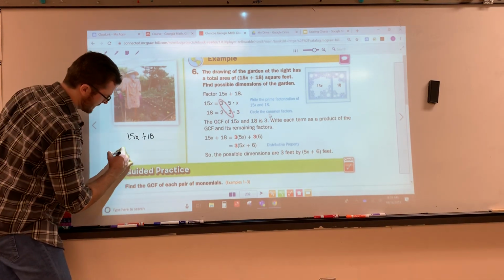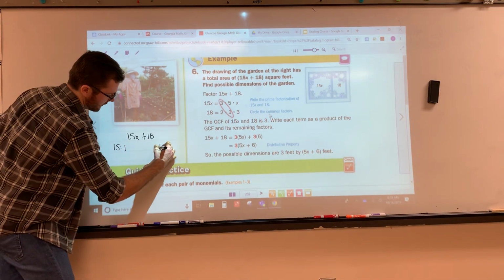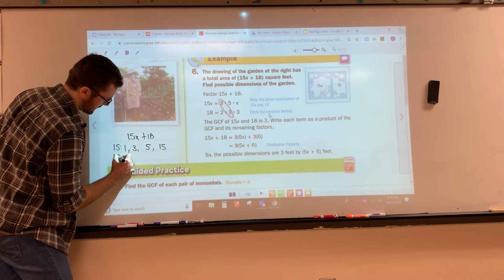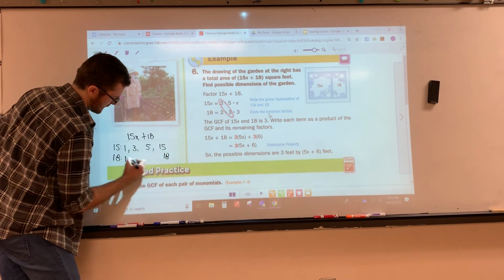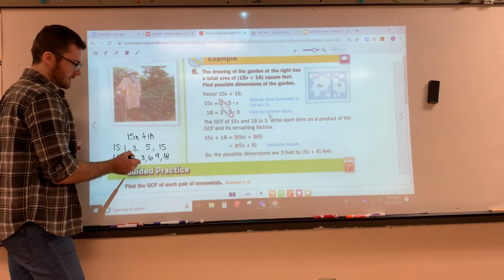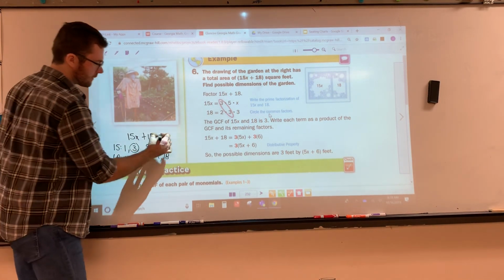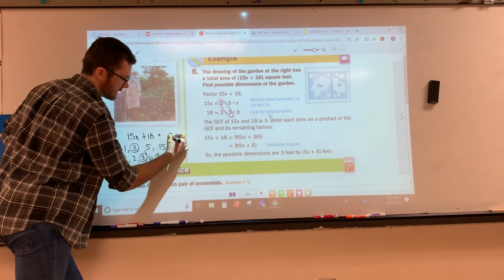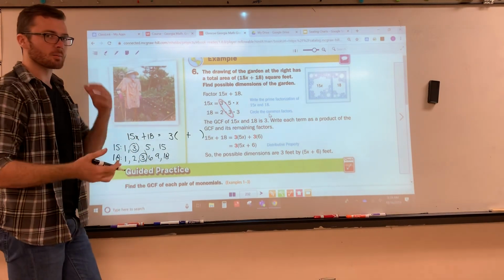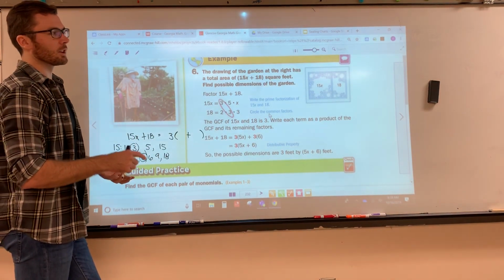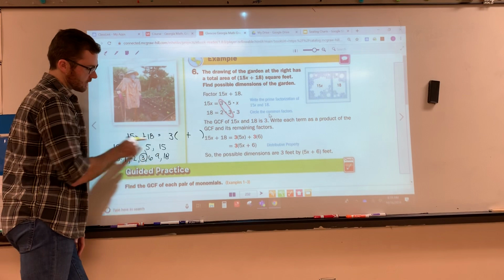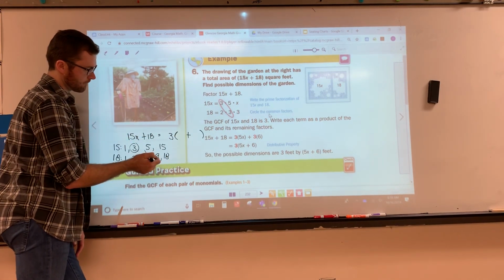Well, the factors of 15 are 1 times 15, 3 times 5. The factors of 18 are 1 times 18, 2 times 9, and 3 times 6. So the factor that they have in common is 3. So I'm going to rewrite this to say 3 times what is going to give me 15x plus 18. Y'all kind of did a problem similar to this on Tuesday where you had to create your own expressions that equaled an answer. So here's your answer, and here's your answer, and you're having to create an equivalent expression.